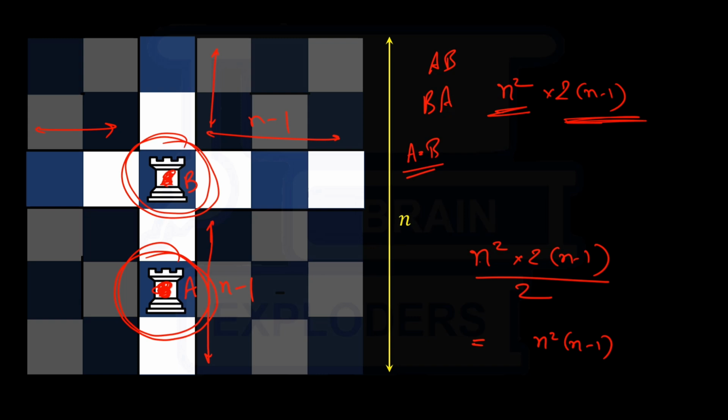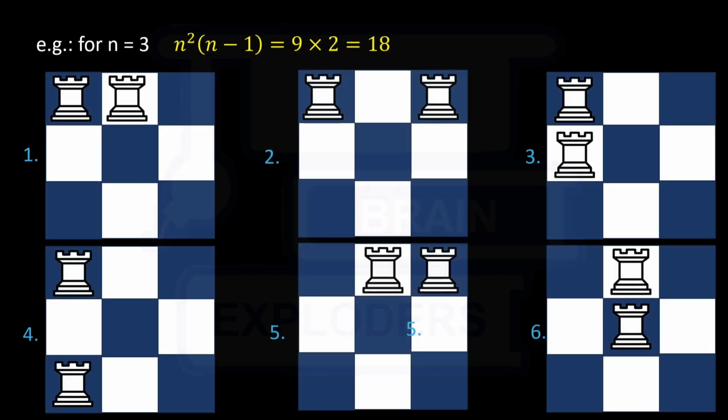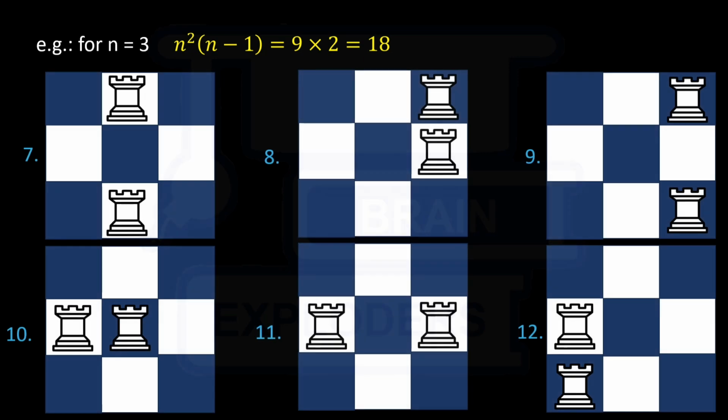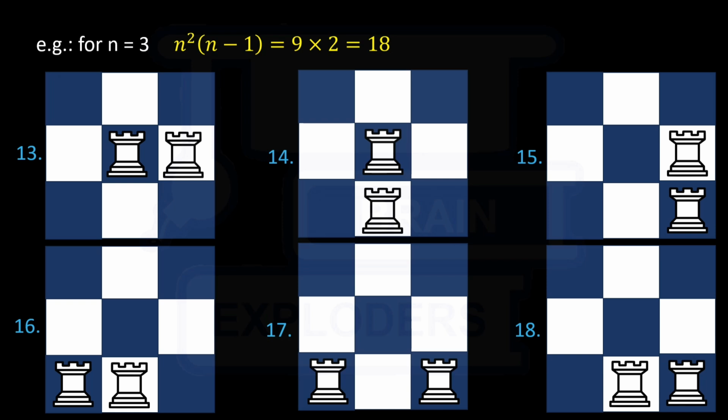So for rooks, this is the number of ways in which two rooks can be placed on a board of n cross n such that they are attacking each other. Okay. For example, if we take n equals 3, then we get the number of ways equals 18. So here are the 6 ways, here are the next 6 ways, and here are the next 6 ways in which two rooks can attack each other.